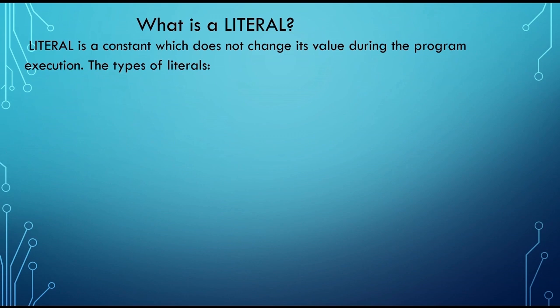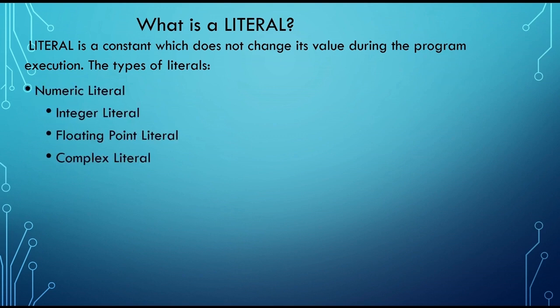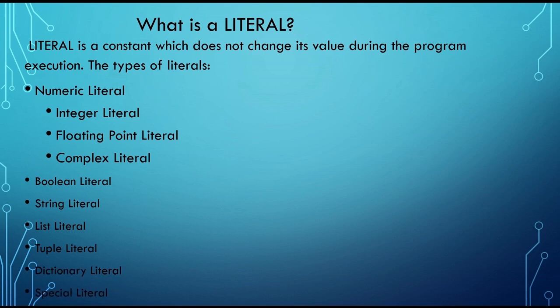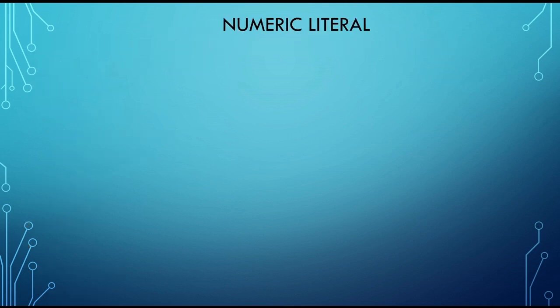The next token is a literal. Literal is a constant which does not change its value during the program execution. There are different types of literals in Python. Numerical literal, which can be either an integer or a floating point or a complex numerical literal. A Boolean literal, a string literal, a list literal, a tuple literal, a dictionary literal, and a special literal. Now we'll see each one of these types with examples to understand better.